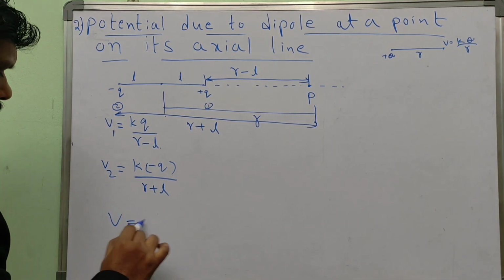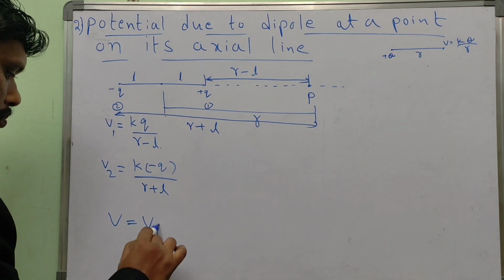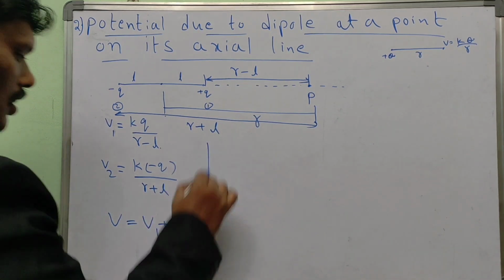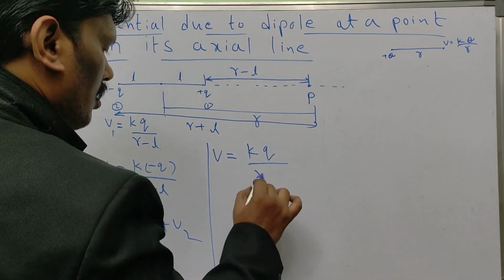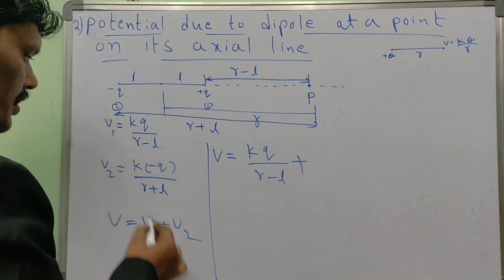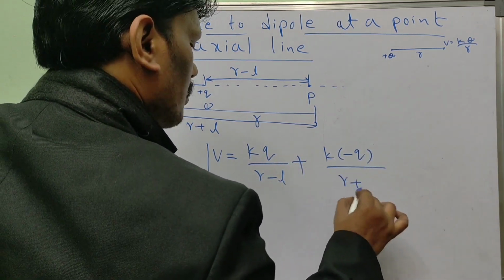Total potential. This is the ordinary addition. Why? Because potential is a scalar quantity. So ordinary addition, V1 plus V2. Right. V is equal to V1, which is KQ upon R minus L, plus V2, which is K into minus Q upon R plus L.